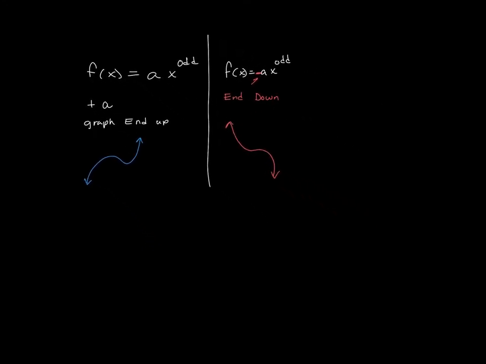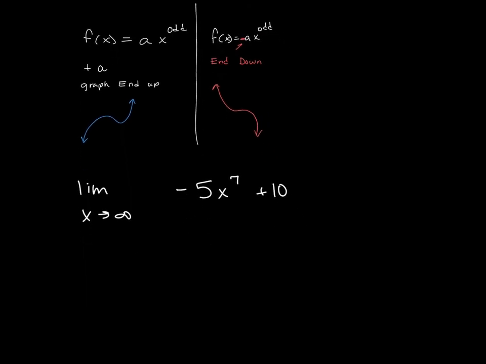So using those from your pre-calc or college algebra or algebra 2, let's go ahead and take a look at the limit as x approaches infinity of negative 5x to the 7th plus 10. And in this case, I want to look at both sides. What about the limit as x approaches negative infinity? Same function, negative 5x to the 7th plus 10. All right, so this again leads to positive and negative down behavior.